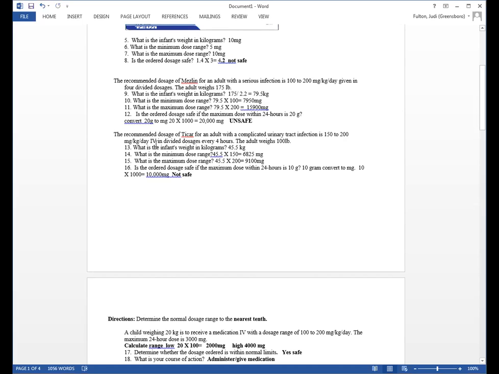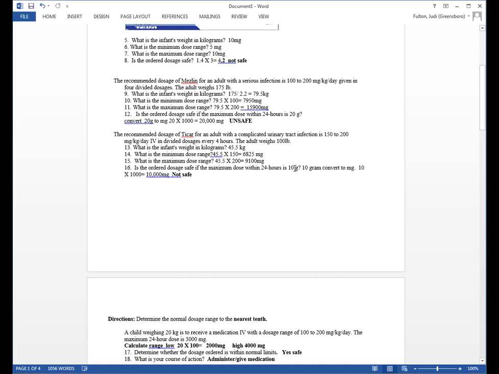Same thing here. We're going to take the math. We calculate the weight. We have it in 100 pounds. That divided by 2.2 gives us 45.5 kilograms. So we take the low range, 45.5 kilograms, and multiply it by 150 milligrams. That gives us 6,825 milligrams for the low dose. High dose is the weight again, 45.5 kilograms times the high dosage range. That gives us 9,100 milligrams.